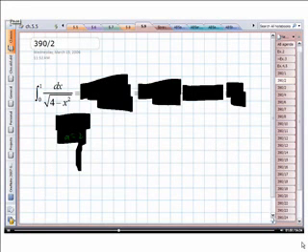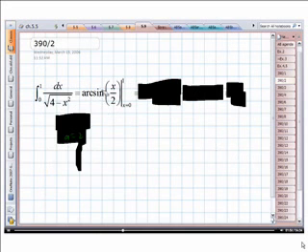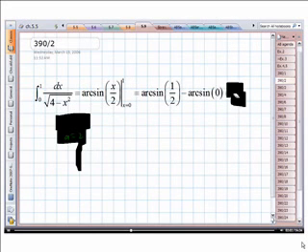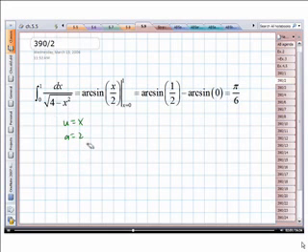Okay, more examples. This integral here is going to be arc sine of x over 2, because our u is x and our a is 2, from 0 to 1, and we have arc sine of a half minus arc sine of 0, so that's just pi over 6. So here our u is x, and our a is equal to 2.